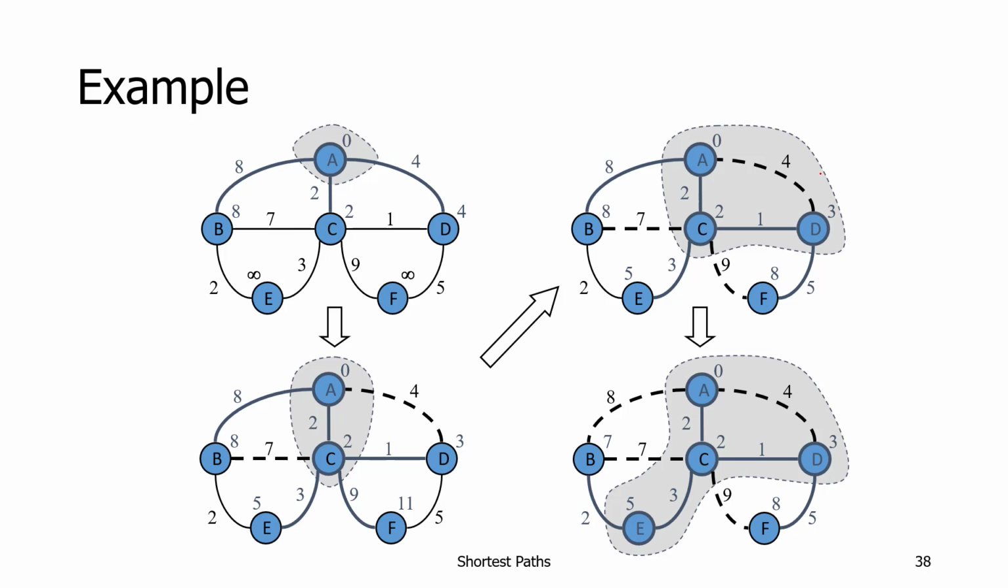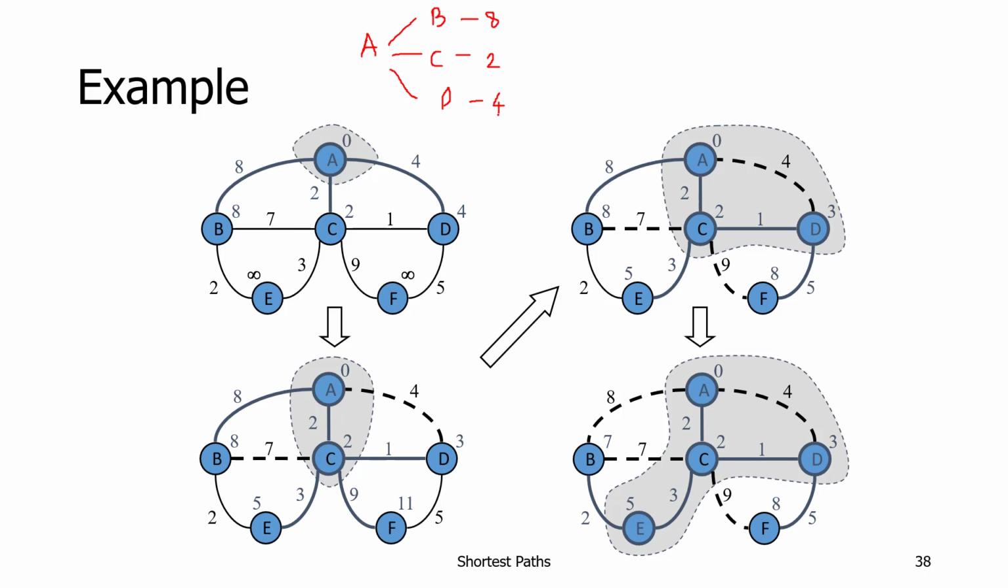So before starting the algorithm, here is one example. A is our source node, and from A we have different possibilities. From A I can go to B, and that takes me 8 units. I can also go to C, which takes me 2 units, and then I can also go to D, which takes 4 units.